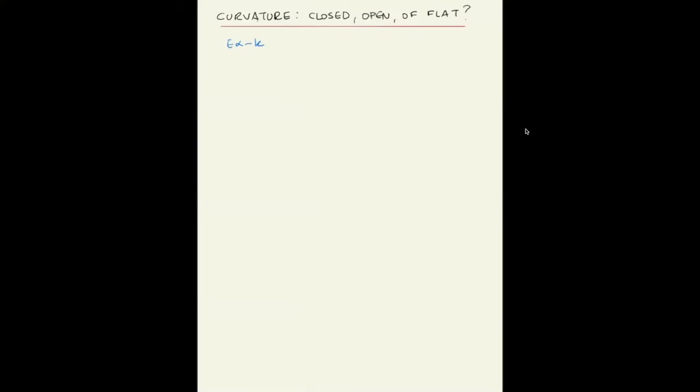So if you have a negative energy, the universe is closed. That means more gravitational energy than kinetic energy. Closed or bounded. That means K is bigger than 0. Energy is less than 0. An open universe has K less than 0. That means that the energy is positive.